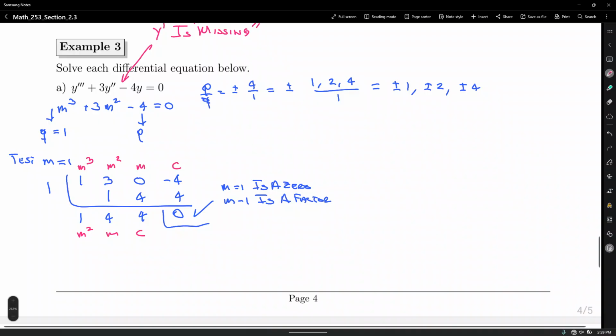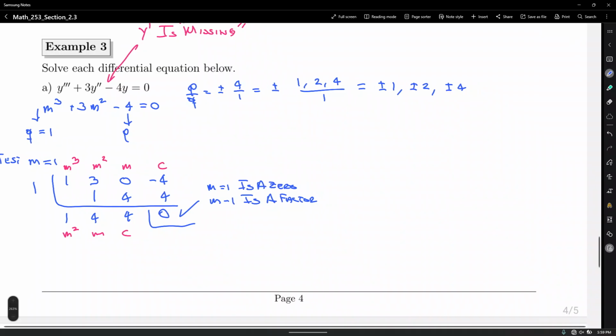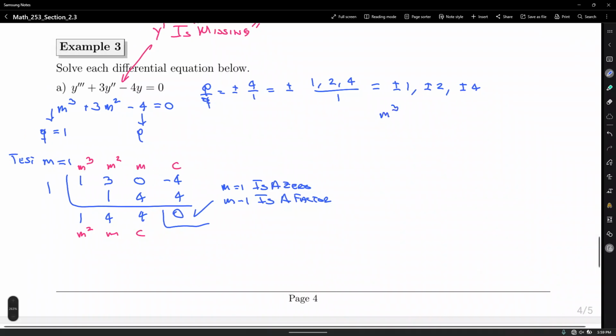So let me actually write down the polynomial equation. m cubed plus 3m squared minus 4 equals 0. This is the same as saying, because m equals 1 is a 0, that m minus 1 is a factor, and the other factor is whatever we got over here: m squared times 1, which is m squared, m times 4, which is plus 4m, and the constant, which is 4. And that is equal to 0.